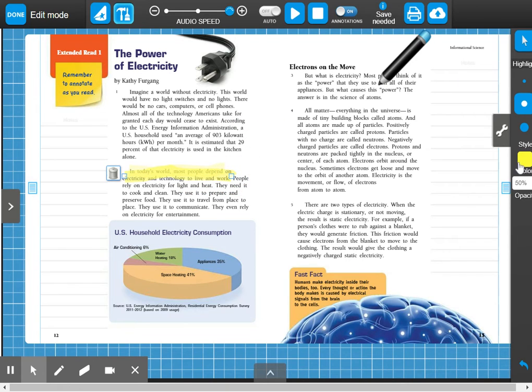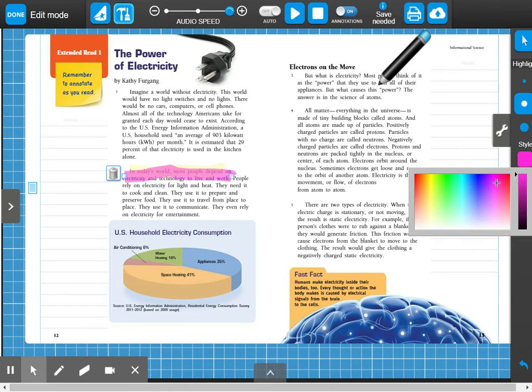Now I need a few key details that support that people depend on electricity and technology to live and work. So this is where I'll change my color. I'm looking for an example.